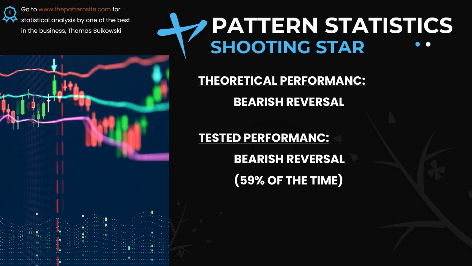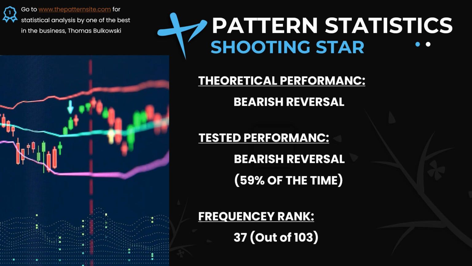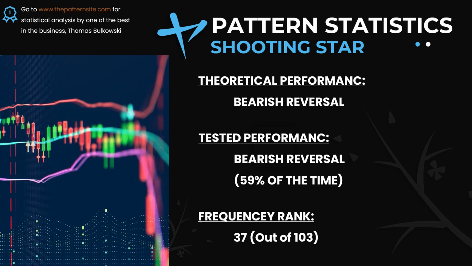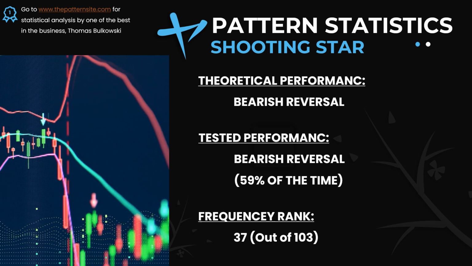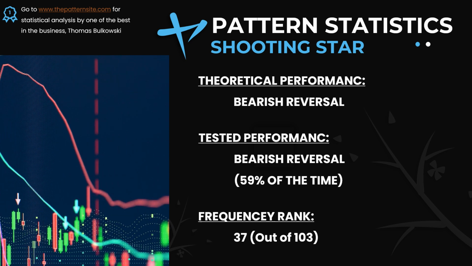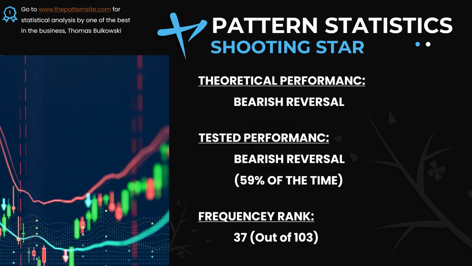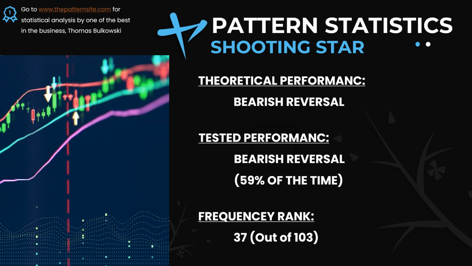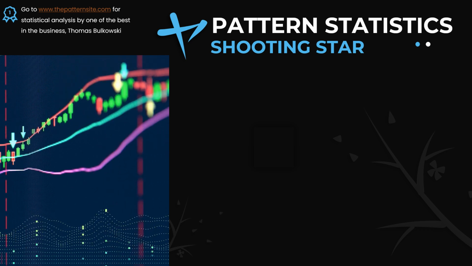A lot of that has to do with where it develops and where it confirms. I'm adding my 2 cents as well. Frequency rank is 37 out of 103. It's not as common as the doji. Remember, our dojis were in the top 10. This is to the upside, but it's just off of the middle, so it's not like these things are frequent, which is great because I want to see a low frequency pattern that has a high testing performance percentage, and that's kind of where we're leaning towards with the shooting star so far.